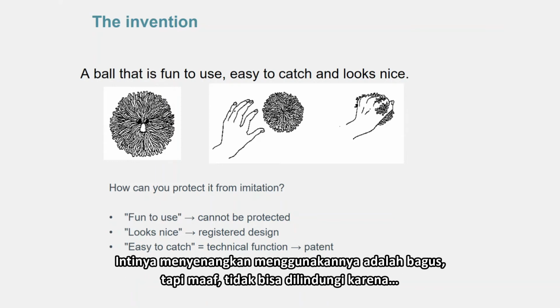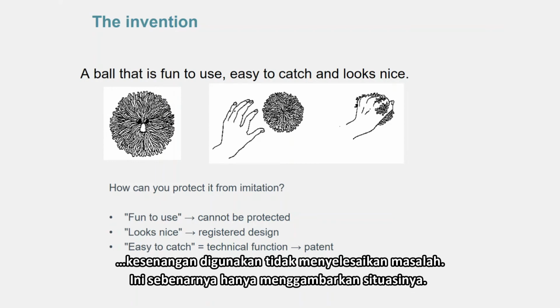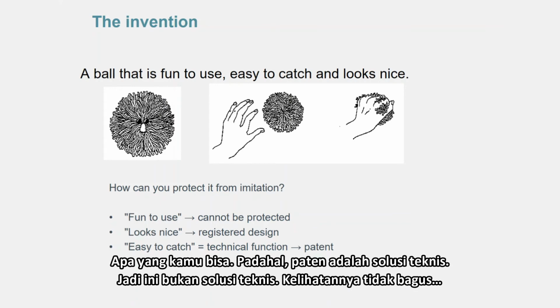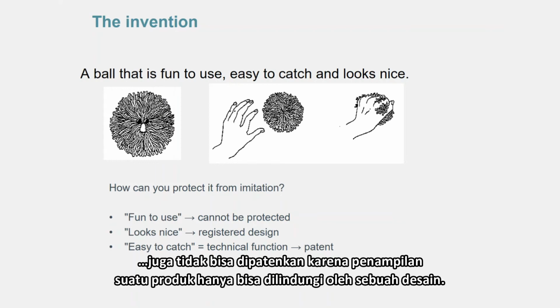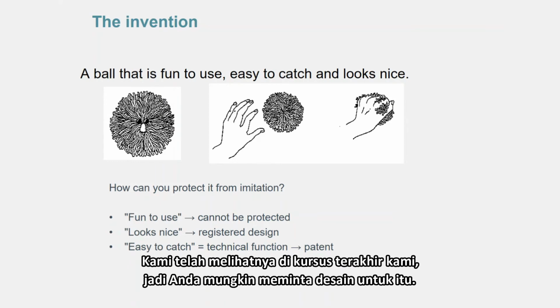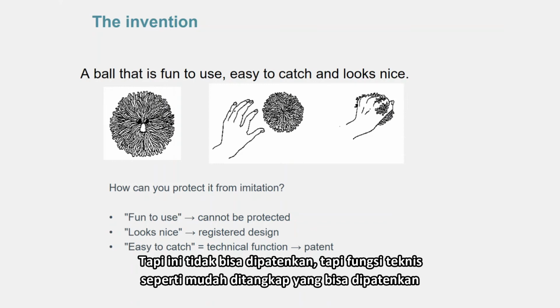The point that it is fun to use cannot be protected, because fun to use does not solve the problem. It just describes the situation. What you can patent is a technical solution. That it looks nice is also not patentable, because the appearance of a product can only be protected by a design. We have seen it in our last course. So you might ask for a design for that, but it is not patentable. But a technical function like easy to catch can be patented.